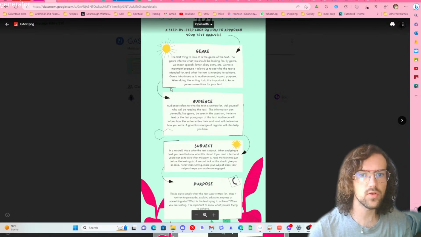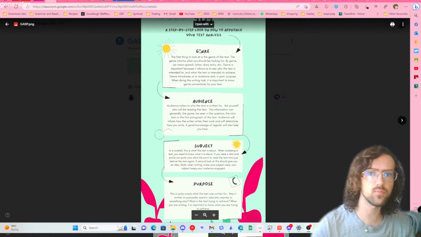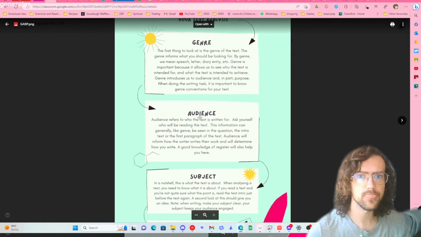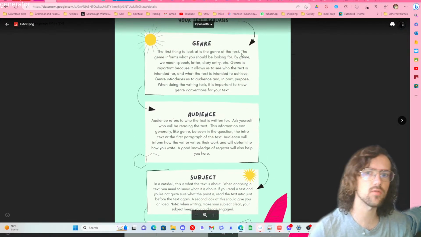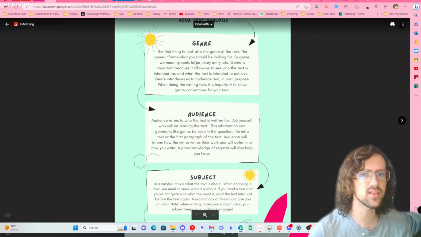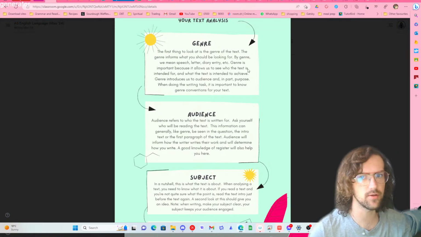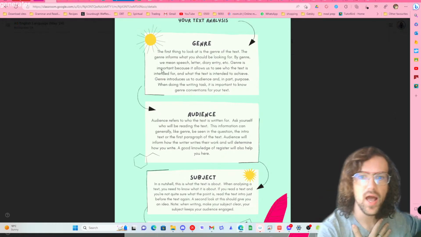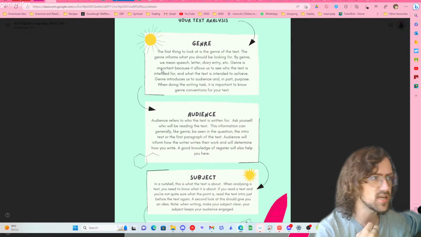Okay, so everything leads us back to this point of genre, audience, subject, and purpose. So by genre, let's break it down. The first thing to look at is the genre of the text. The genre informs what you should be looking for. By genre, we mean speech, letter, diary entry, etc. So genre is important because it allows us to see who the text is intended for and what the text is intended to achieve.